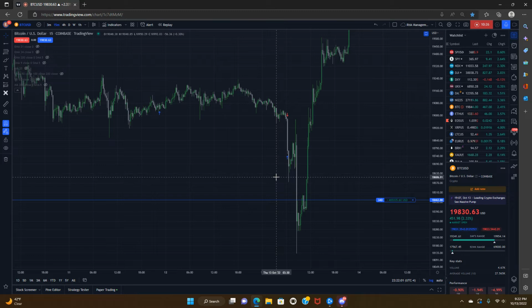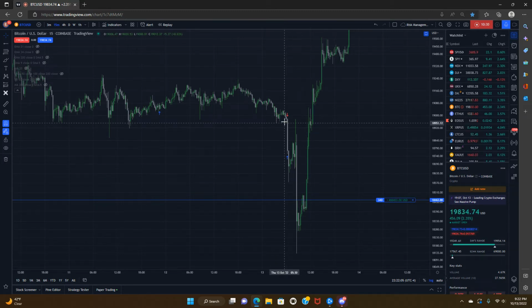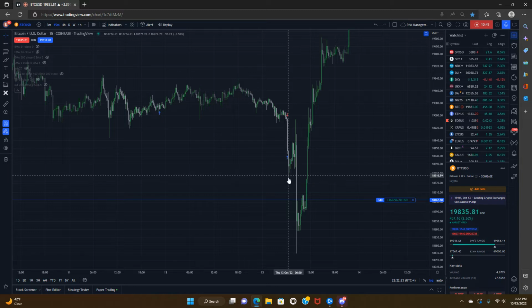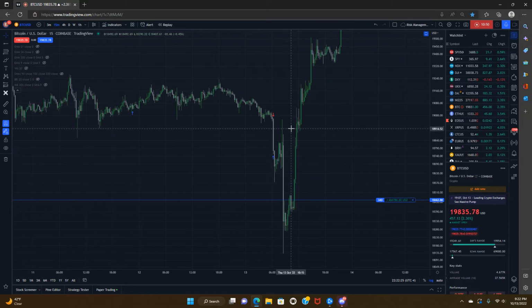And basically what happened was, you had the CPI data release come out, and within a few nanoseconds, price moved down extremely aggressively, within less than a second.